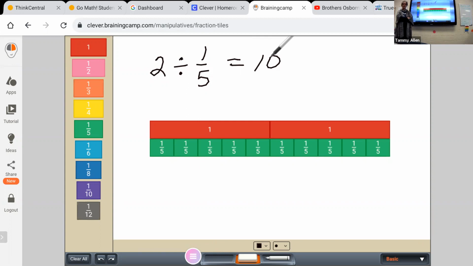Now, this models it. The number line models it. Okay? But how can we show it mathematically other than modeling it? If I want to know how many 1/5 there are in 2, well, for every one whole amount, how many fifths do I have? 5. And how many times did I have 5 fifths? 2 times I had 5.